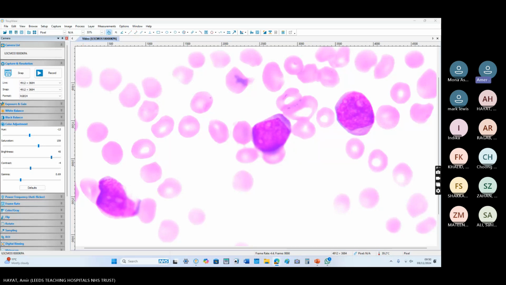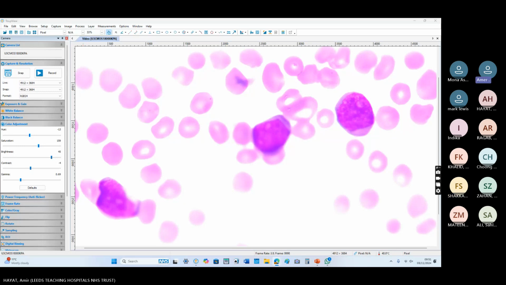So 3 prominent blasts in front of you. So what is the likely diagnosis on flow cytometry? It's suggestive of T-ALL. Yeah. And how did you pick that it is a T-ALL, just for the purpose of other people? The B markers are negative and the CD3 is positive.